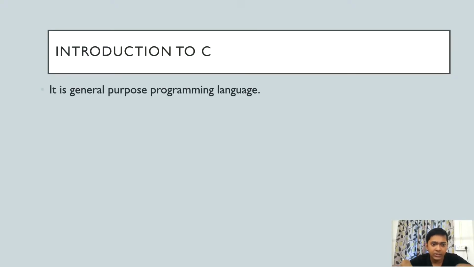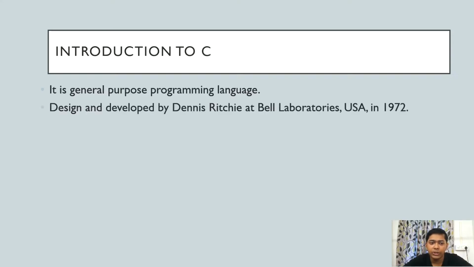So what is this? This is actually a general purpose programming language. Okay, general purpose means with this one we can perform multiple tasks. We can make operating systems, we can make desktop applications, so many things we can do with C programming. Okay, it was developed in the year 1972 by Dennis Ritchie in the Bell Laboratories in USA.